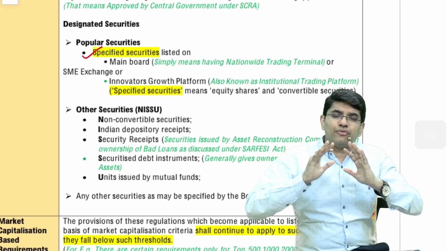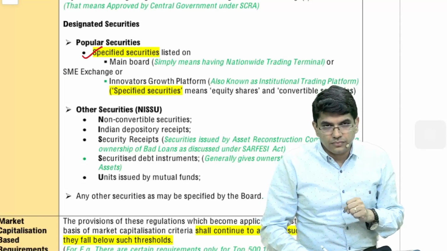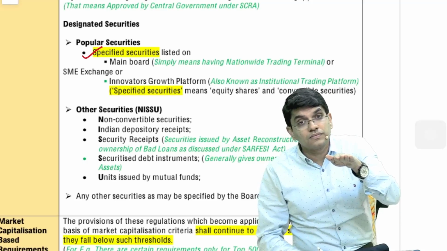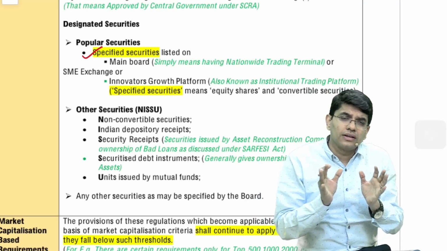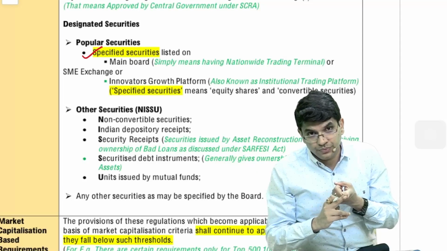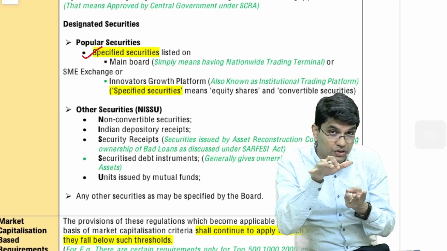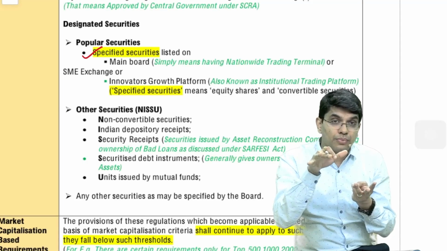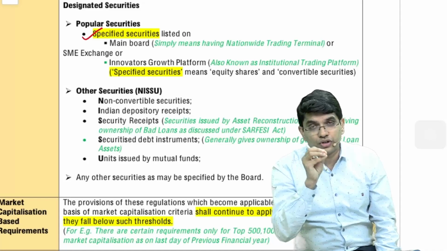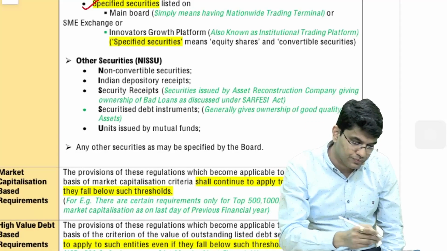Now, they have further clarified that in some stock exchanges, there are multiple trading platforms. There is a main trading platform, then there is a small and medium enterprise trading platform, then an institutional trading platform. So they have specified that if these securities are listed on any platform, it can be the main board which is accessible across the nation to everyone, or the SME exchange, or the innovators growth platform, that is the institutional trading platform. If equity shares or convertible instruments are listed on any platform of a recognized stock exchange, LODR will get applicable because these securities are generally popular in all the 3 platforms.